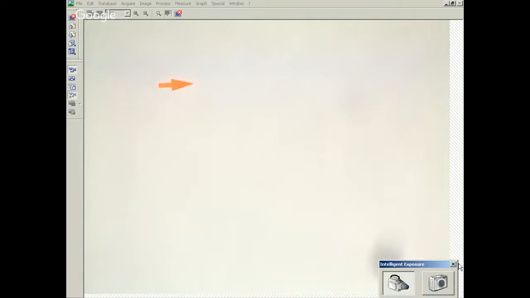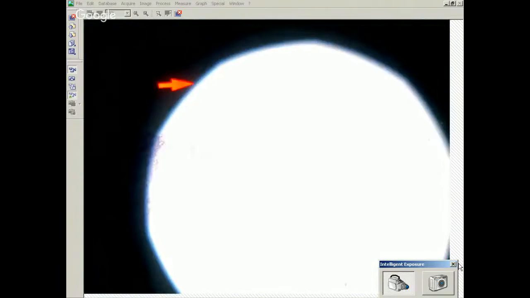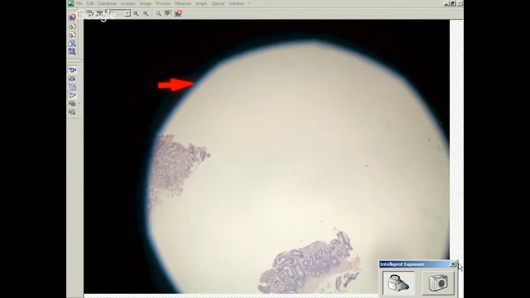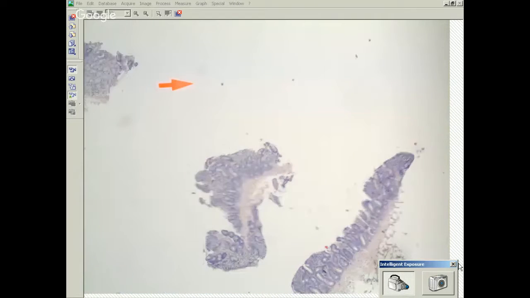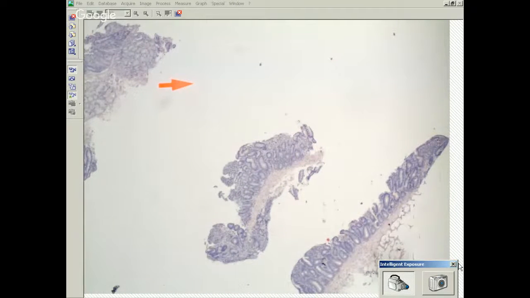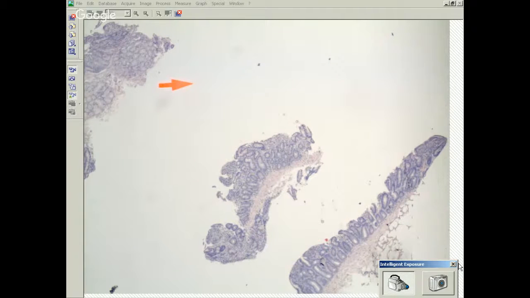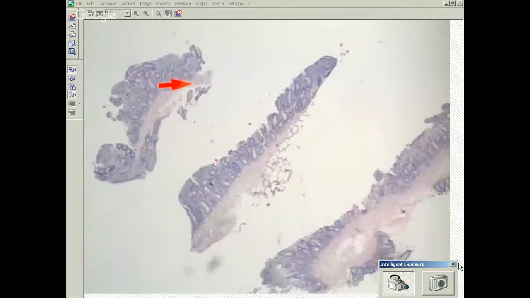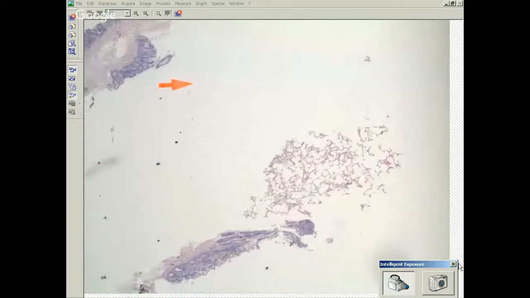Okay, so the second one. This is another case. This is labeled a 47-year-old female with diarrhea, and this is actually called small bowel. It's a bit of a faded slide.